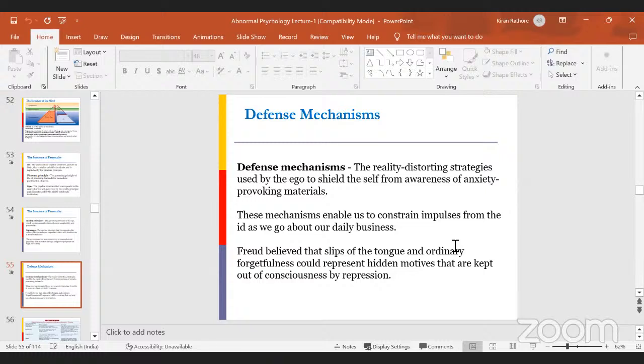Okay, so in simple words, if something is happening in a person's life situation which the person will not be able to cope with, then the ego will employ defense mechanisms for the person to cope. If something very drastic, very painful is happening in that person's life, the ego will employ defense mechanisms to help that person go about their daily business.